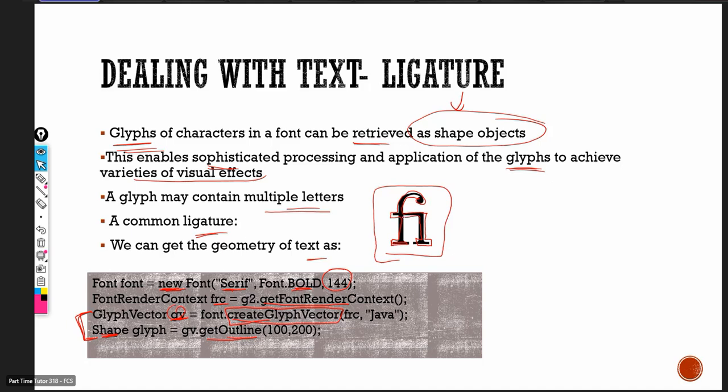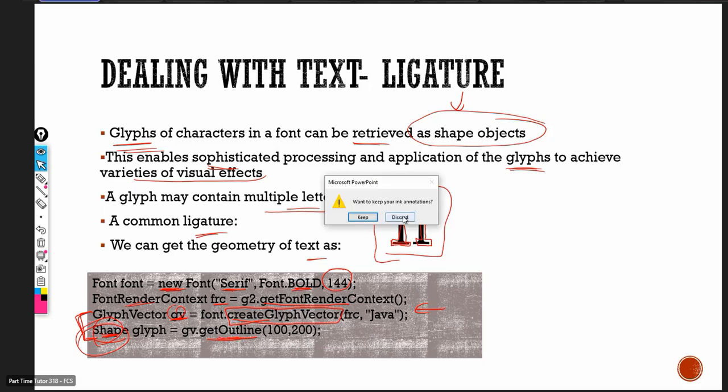And once we have the shape, we can do anything with this shape. Because initially the text that we use is a string, it is a text. We cannot deal with it as a shape. But once we extract the glyph vector and convert this glyph vector to a shape, which is the outline of our glyph vector, then we can perform anything with this shape. Once we have the shape, we can use it to do anything.